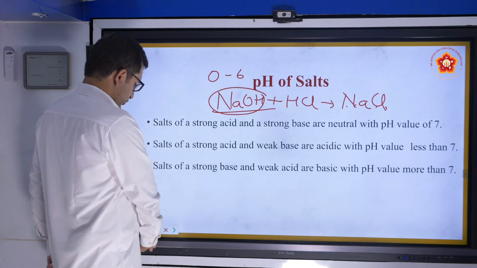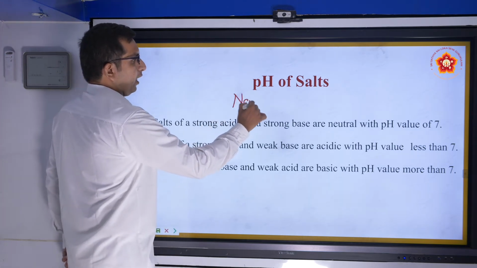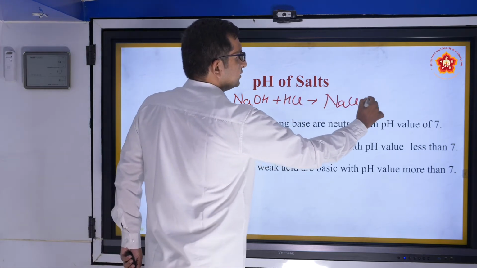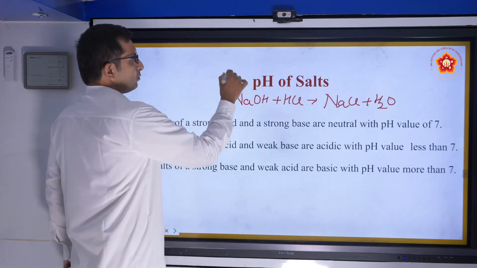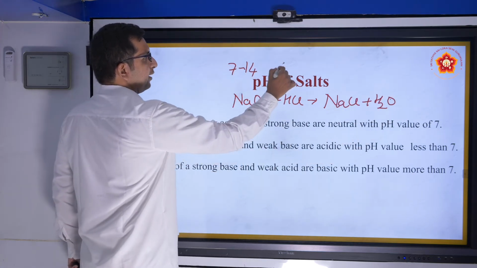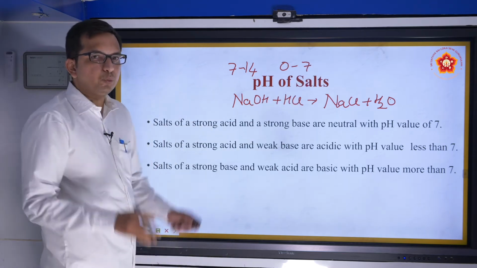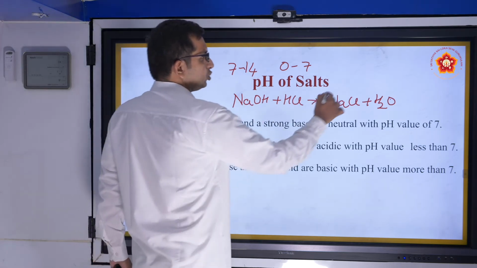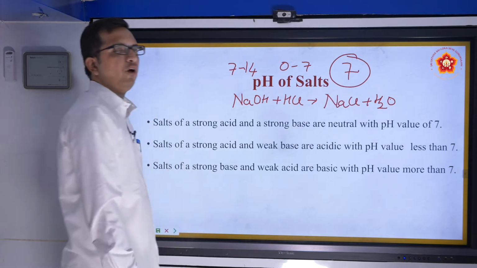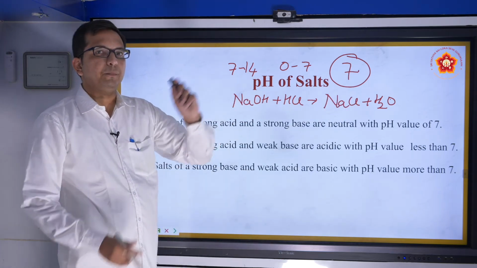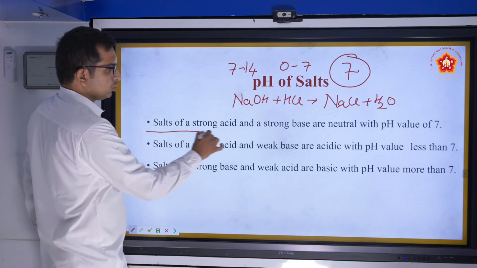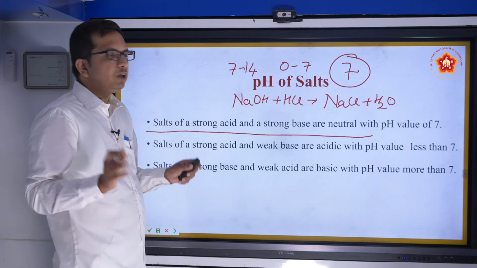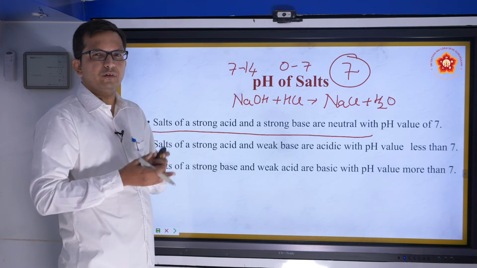If you see the representation, let me represent it once again. NaOH plus HCl will give you NaCl plus H2O. So this being a base will have around 7 to 14, and this may have around 0 to 7. Now since both are strong base and strong acid, it will give a neutral salt, because both of them are strong. They will strongly react and then form a salt which is having a pH of 7. That is what the first sentence is: salts of a strong acid and a strong base. Both are strong, both react equally. So they form a salt which is of value 7.